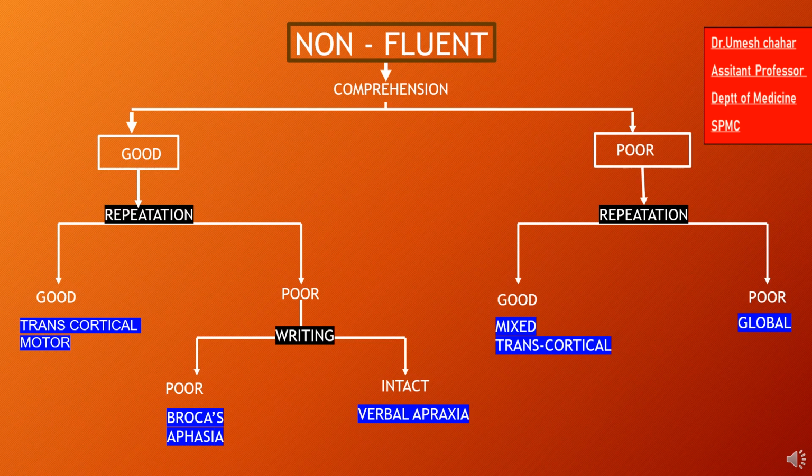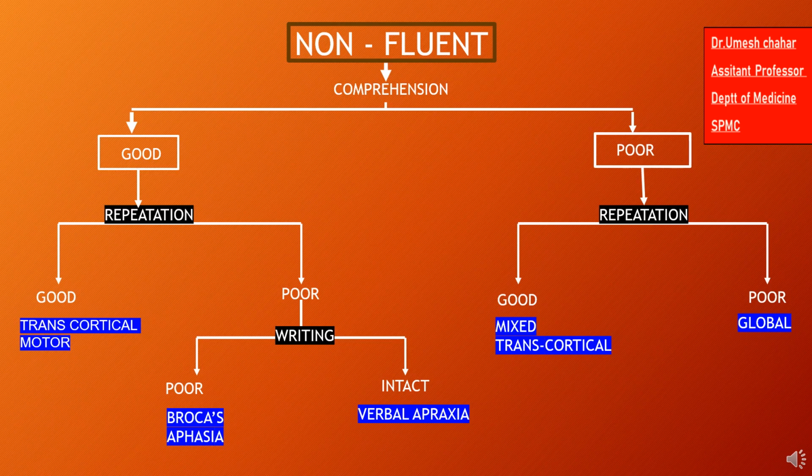In the next step, we have to see the poor pattern of comprehension. If the patient is having poor comprehension in the non-fluent category, then we will have to examine the repetition. If repetition is good, then we label it as mixed transcortical aphasia, which means that the patient is having reduced word output, his comprehension is poor, but his repetition is good.